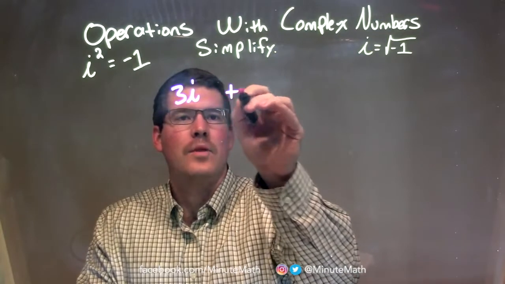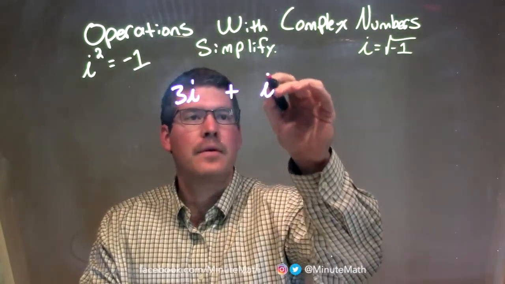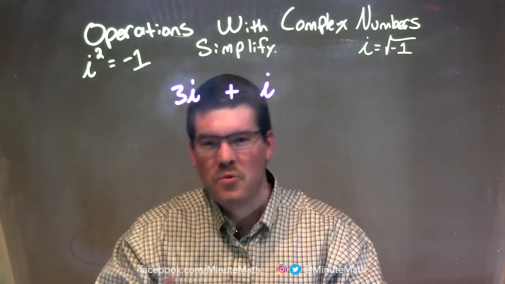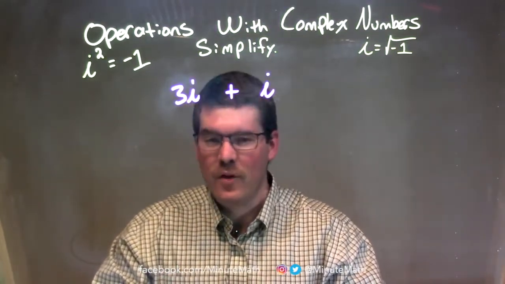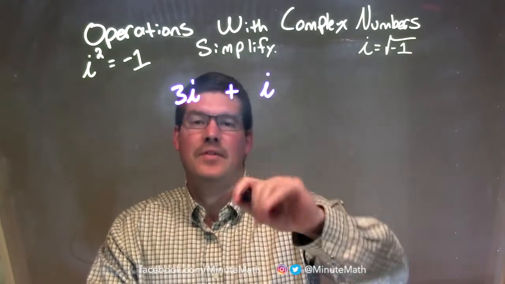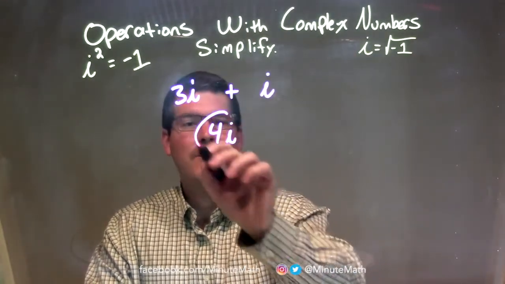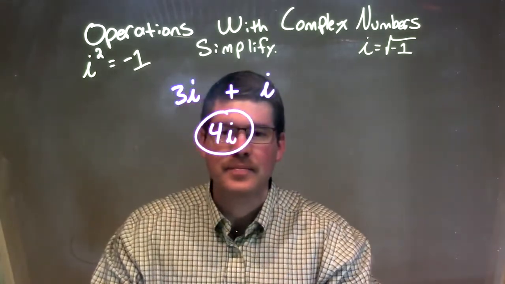3i plus i. Since they both have i in it, we can treat it in this problem just like a variable. So we combine 3i plus i to become a 4i. That's it. Our final answer here is just 4i.